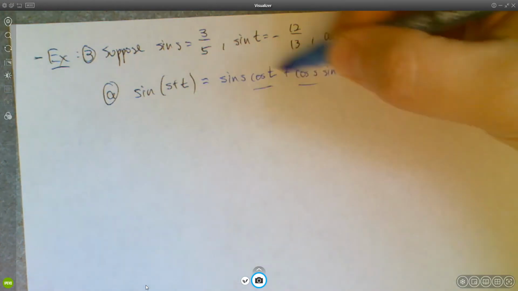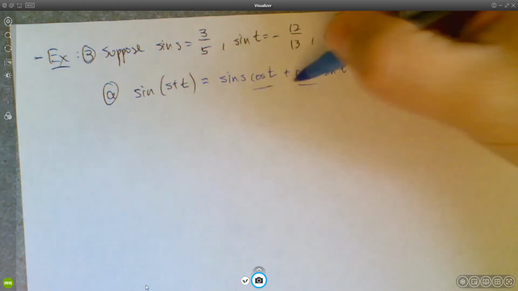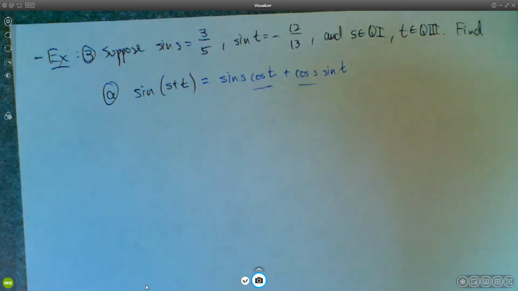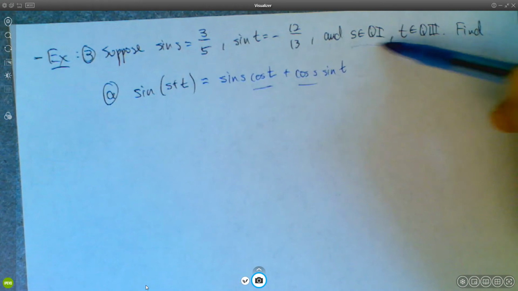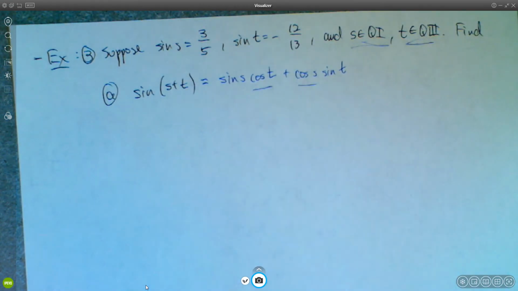You could do that by making little right triangles or by applying a Pythagorean identity. In the previous section, I did this by using Pythagorean identities. Let's do it this time by drawing right triangles. Just remember, you've got to get the angles in the correct quadrant, though, in order to correctly label whether you should take the positive or the negative square root.